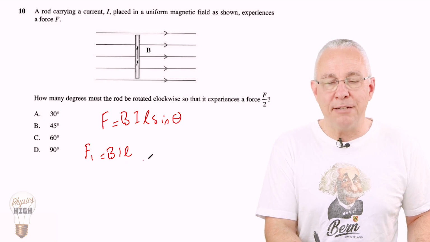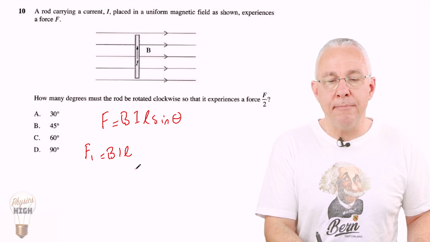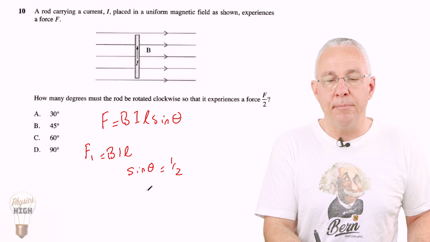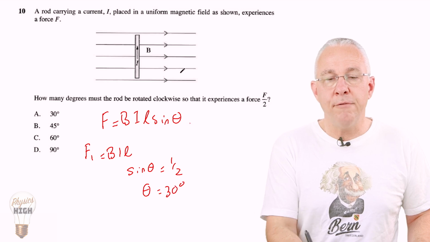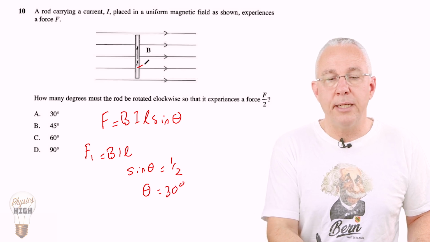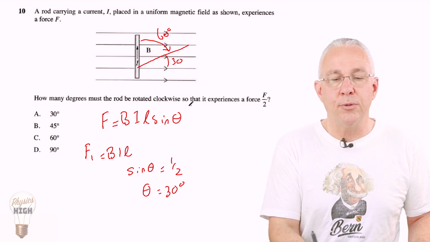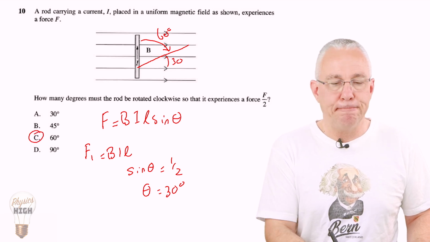Now, we want half of this, which basically means I want my sine theta to be equal to 1/2. That only can be if theta is equal to 30 degrees. So we wanted this rod to be at an angle like this, 30 degrees. But that means my rod needs to be rotated 60 degrees. And so that's what we're asked for, and so the answer is C.